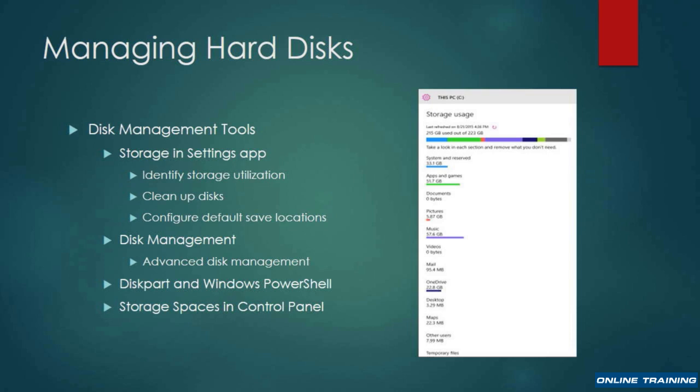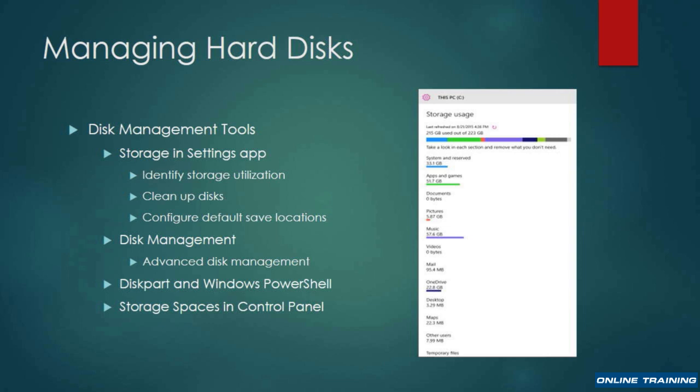We have several disk management tools in Windows 10. They can do different things. They don't all get used for the same purposes. Of course, the Storage in Settings app is the new one. That's what we're seeing here in the screenshot. It identifies storage utilization. It can be used to clean up disk, and it can be used to configure default save locations, okay? So some fairly simplistic stuff is available in the Settings app.